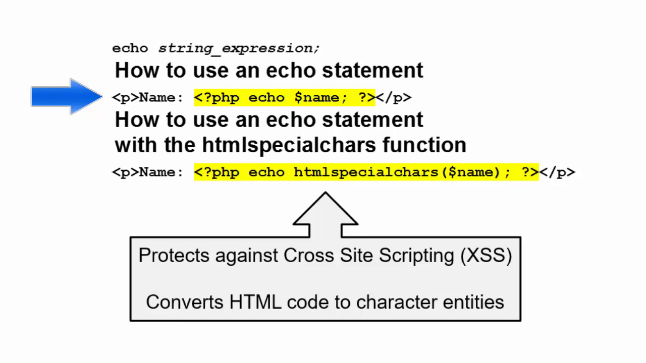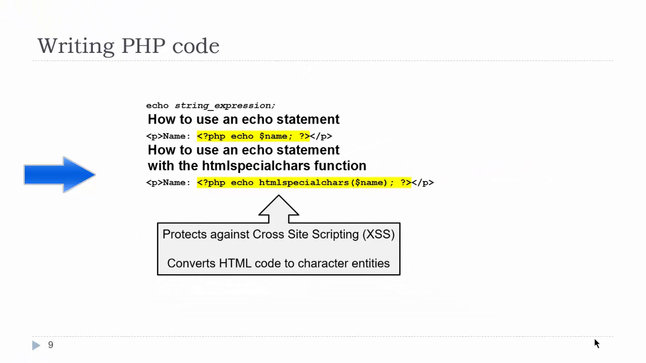I would like to draw your attention to the htmlspecialchars function. What this does, in the event that someone is trying to do something malicious to your site, is convert any special characters to the character entity code, therefore preventing what is commonly known as cross-site scripting.